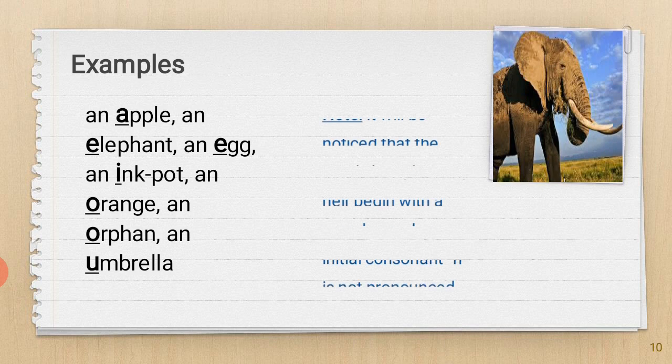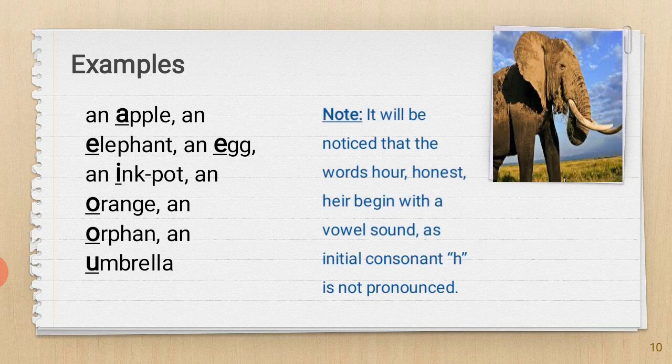So note, it will be noticed that words like hour, honest, and heir begin with a vowel sound, as the initial consonant sound is not pronounced. Its consonant sound h is not pronounced, so it's beginning with a vowel sound, so we put an with these three words also. Clear?